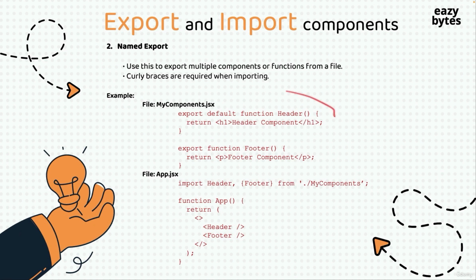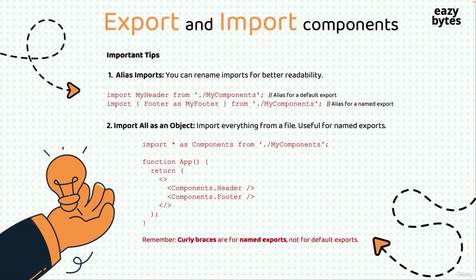If someone is trying to use these two components inside another file, this is how they need to import. The header can be imported directly without curly braces because this component uses default export. Whereas for the footer component, we need to use the curly braces because it uses named export. Once they are imported, everything is going to be common on how we are going to use these components inside our business logic. In the next slide, I also mentioned some important tips around the exports and imports.